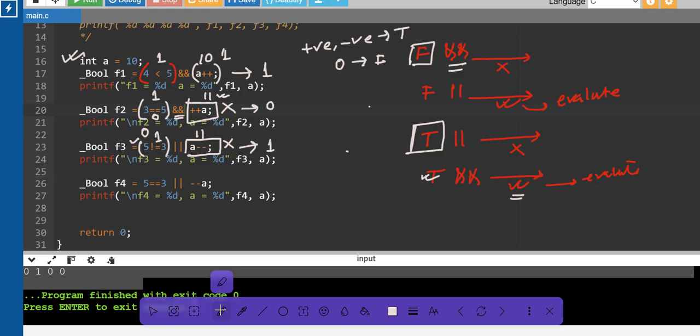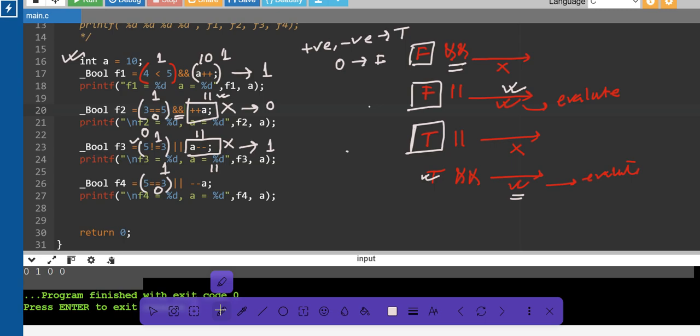It will print true here, and for the A there is no change. We have the value as 11 as well. Okay, last one here, 5 equal to 3, it is false. So for the logical OR operator it is false, so it will evaluate the second part. So it is moving on to the second part.